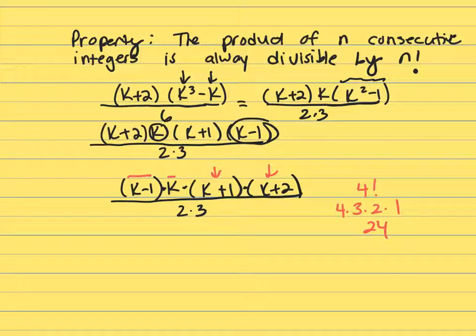The product of n consecutive integers is always divisible by whatever that number is. So this numerator will be divisible by 24. And of course, a 2 and a 3 or a 6 will go into it evenly. So your remainder is going to be 0.